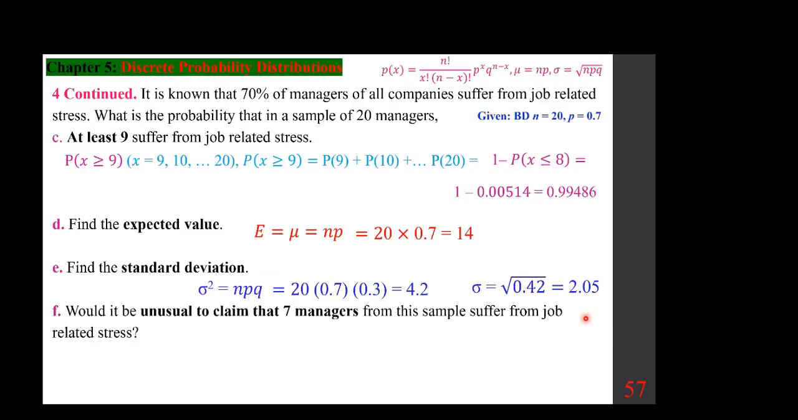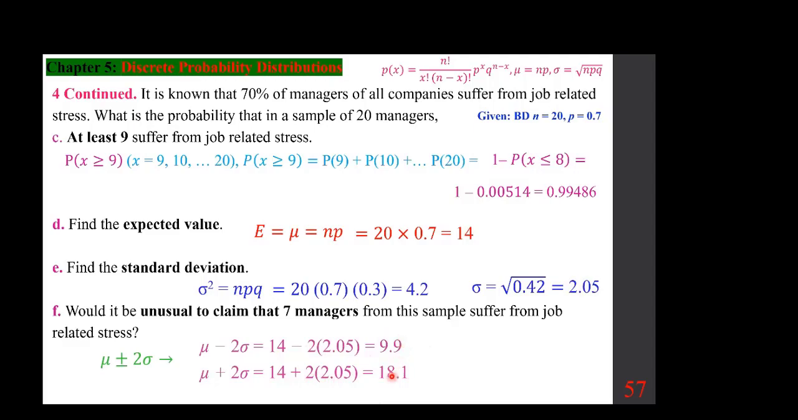Would it be unusual to claim that 7 managers from this sample suffer from job-related stress? Mu plus minus 2 sigma. That was the range rule of thumb. Mu is 14. You're going to multiply this number by 2, subtract from it, also add to it. So mu plus minus 2 sigma. That means 14 minus 2 times 2.05, 14 plus 2 times 2.05. So the numbers go from 9.9 to 18.1.